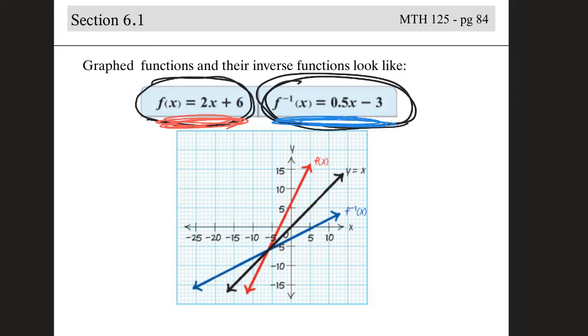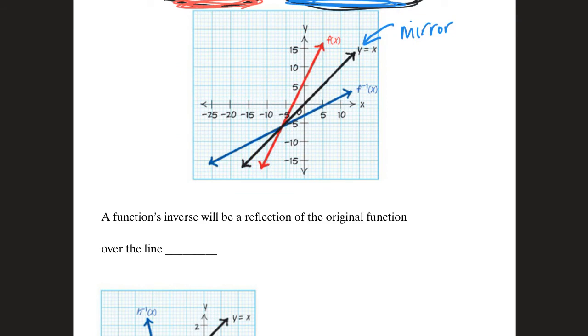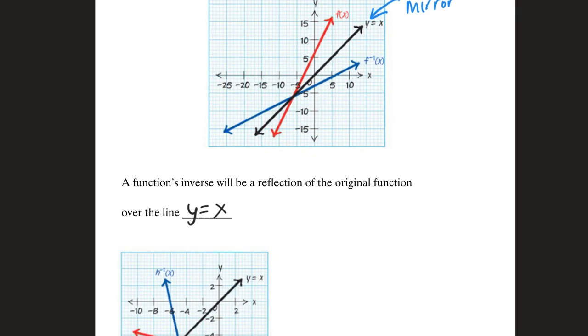There is a relationship between a function and its inverse, and you may or may not see it, but the relationship is that the function and its inverse are reflections of each other over the line y equals x. And this is the line right here in black, and if you notice, if this acts as the mirror, these functions will line up as if they are being reflected through that mirror, y equals x. A function's inverse will be a reflection of the original over the line y equals x. Remember, y equals x is that perfectly diagonal line that goes through the origin and has a positive slope.